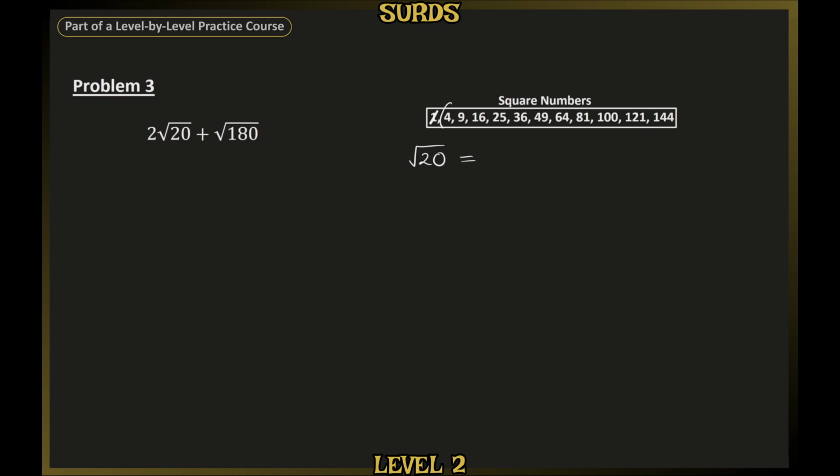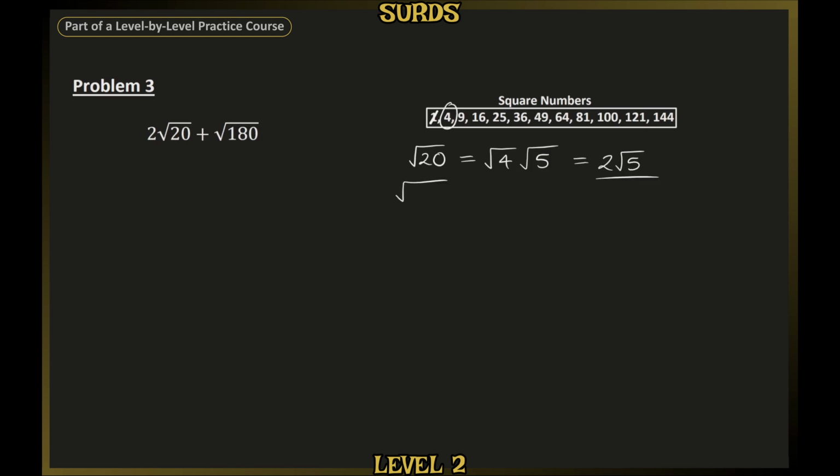And on our list of square numbers, we can see that 4 divides into 20 exactly 5 times. So we can rewrite the square root of 20 as the square root of 4 times the square root of 5. And because the square root of 4 is 2, this becomes 2 root 5.